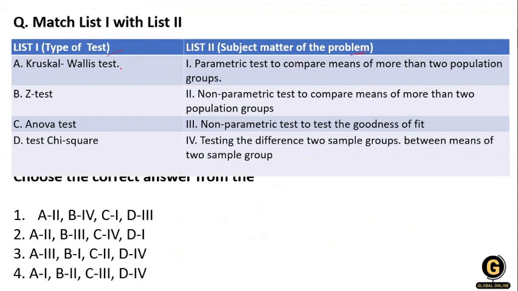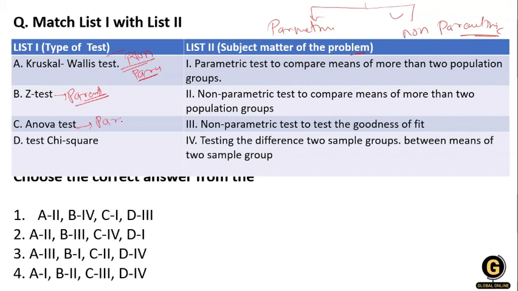First of all, in this kind of question there is a pattern you have to follow. Tests are divided on two bases: parametric tests and non-parametric tests. So let's classify all these tests. You know that the Kruskal-Wallis test is a non-parametric test. The Z test is a parametric test. The ANOVA test is also a parametric test, and the chi-square is a non-parametric test.